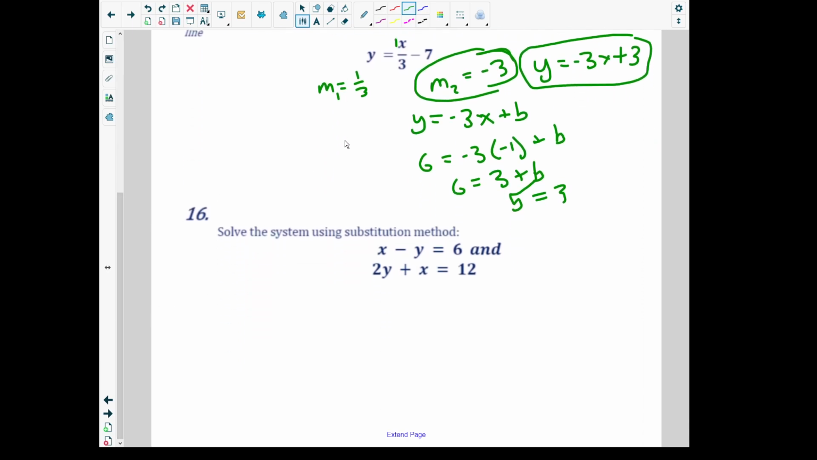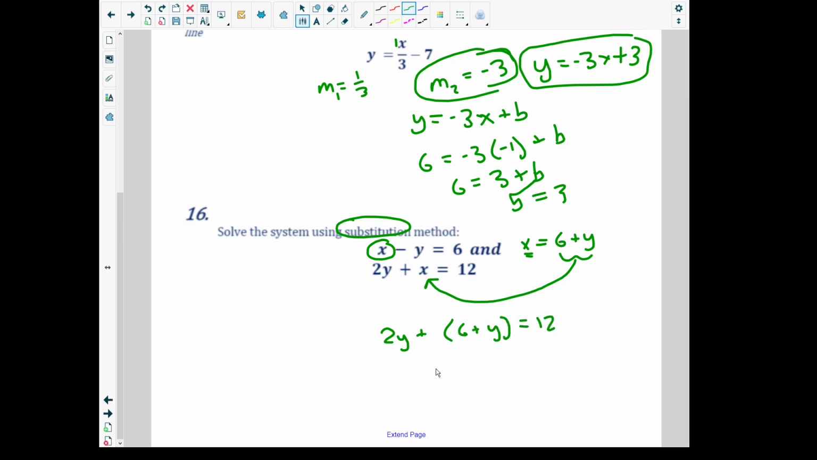Okay, solve by substitution. So very easy, we're just going to isolate one of these variables. We're going to go for x. So I'm just going to rewrite the first equation, right, by adding y to both sides. That's got me x by itself. Substitution method requires a letter by itself. Then I take that value of x and I plug it into the other equation, which has an x in it. So 2y plus all that stuff I got in my first equation equals 12.